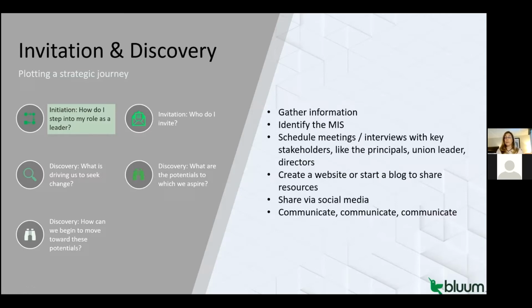Schedule meetings and interviews with key stakeholders like principals, union leaders, district leaders, your business official, your facilities director, whoever that is. You can also participate in superintendent's conference days, even take a next step and organize them. You could use social media to share some of the great things you've gathered from your research, and have a dedicated web page. The last thing I have on here is communicate, communicate, communicate. You want to make sure that you're sharing what you're finding that's really connected to your initiative.